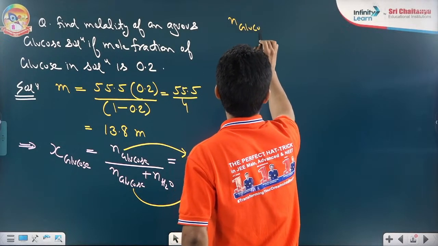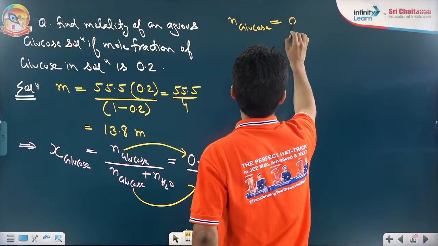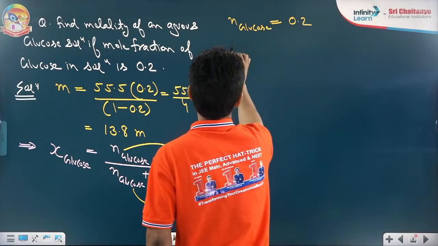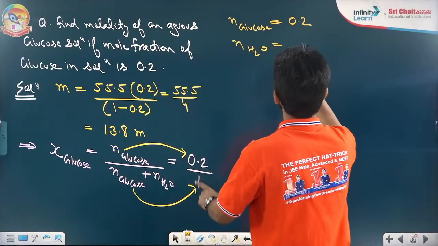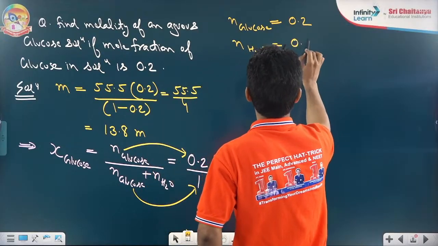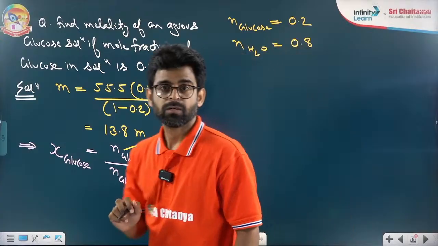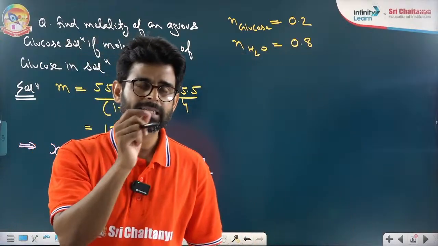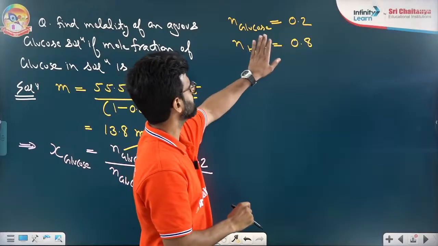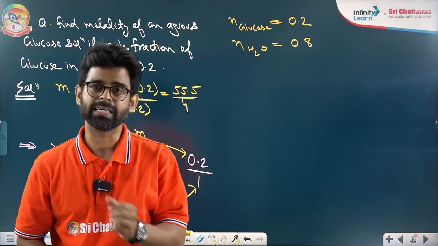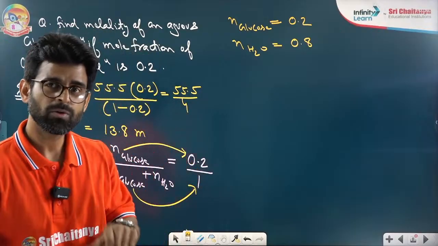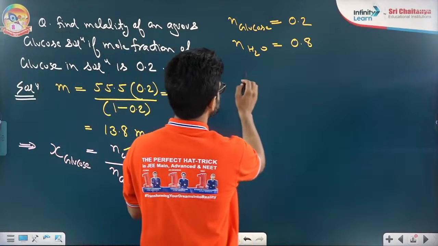So from here, moles of glucose is 0.2. And moles of water? Total moles is 1, 0.2 gone, how much remaining? 0.8. So from the mole fraction topic, moles of glucose is 0.2 and moles of water is 0.8. Now you know very well what I need for molality.